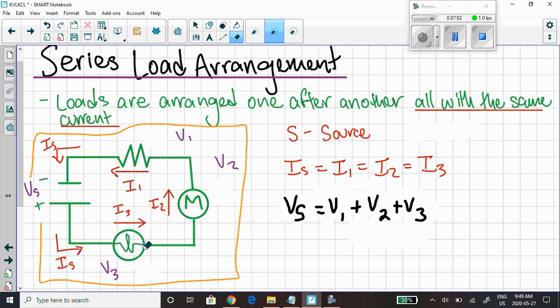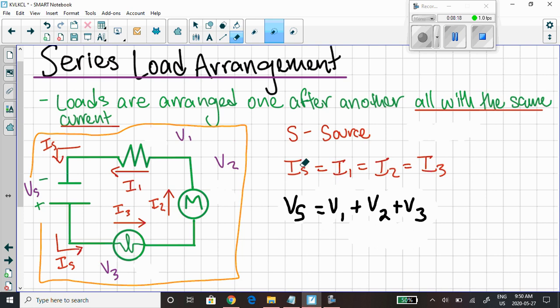Think about water moving through pipes. There's no water to be lost. As long as everything's sealed up, you're not going to lose current. And then the current continues here. It's still the same current. Same current in the motor, which I'm calling I2. And then we continue through here. Now the current goes through the resistor. I'm calling that current I1. It's the same current. So we write an equation down for this series load arrangement.